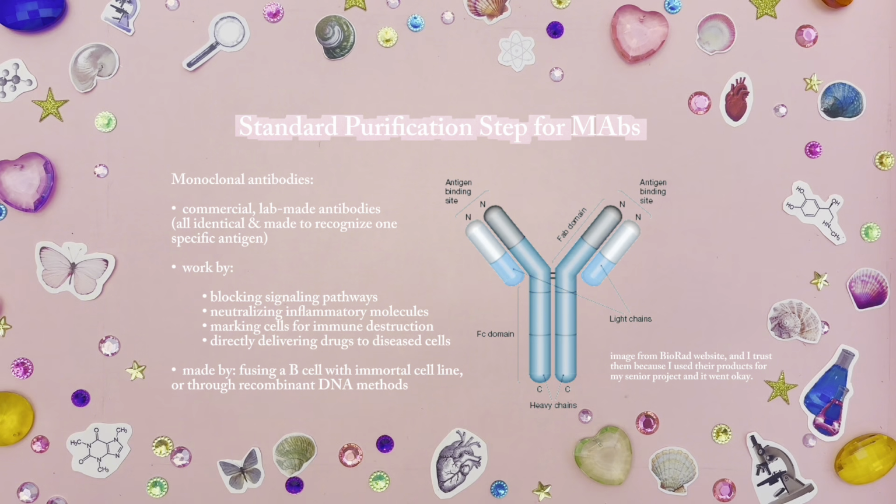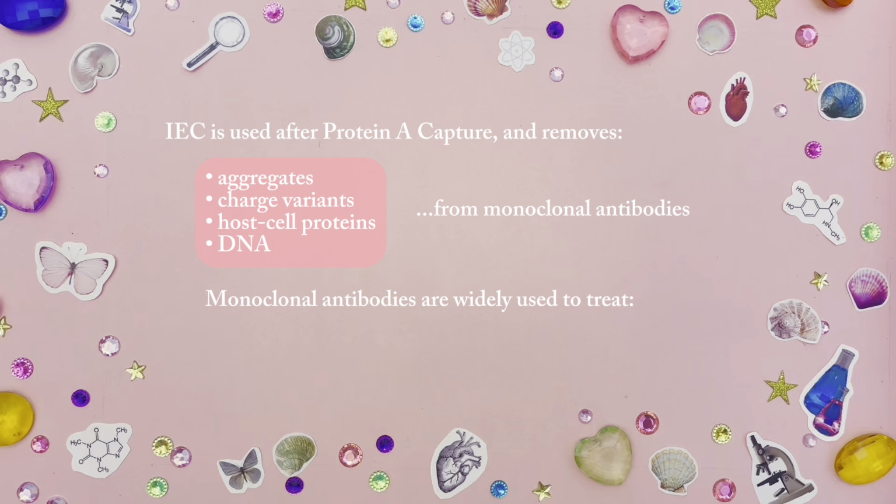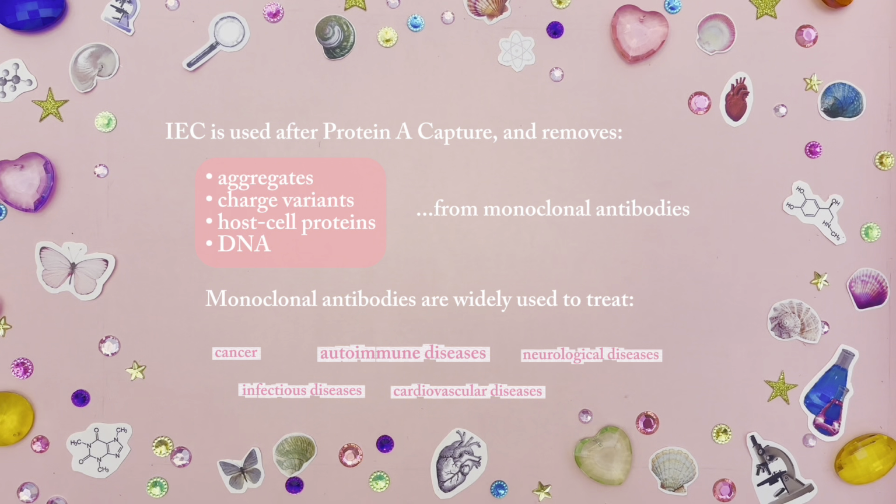DNA methods. Ion exchange chromatography is used after protein A capture, which I'll talk about more in the next section, and it removes aggregates, charge variants, host cell proteins, and DNA. Monoclonal antibodies are widely used to treat cancer, autoimmune diseases, infectious diseases, cardiovascular diseases, and neurological diseases.